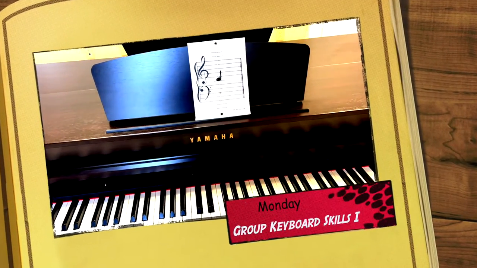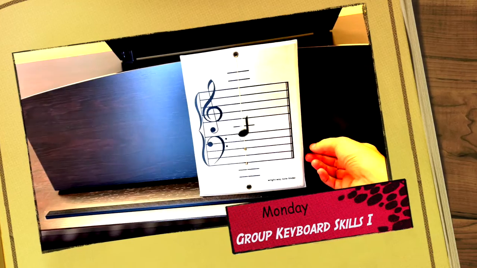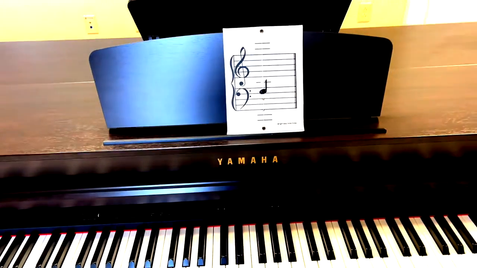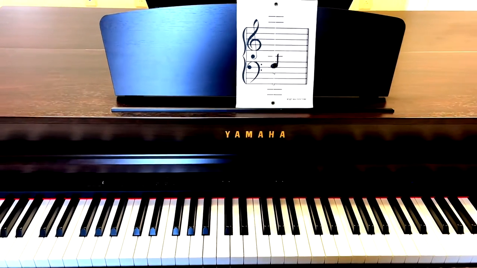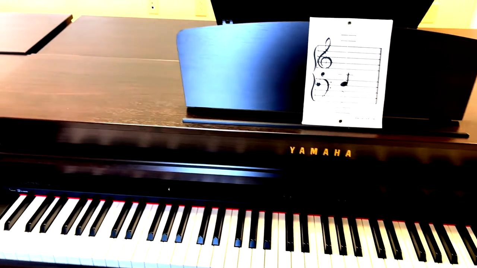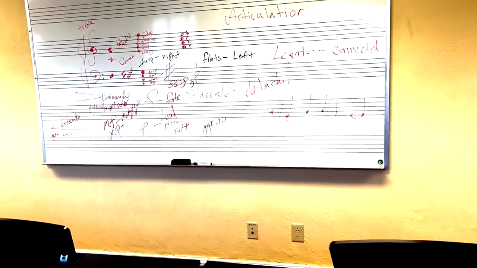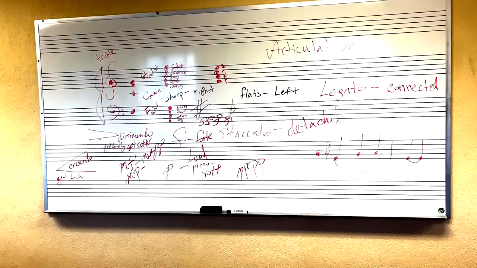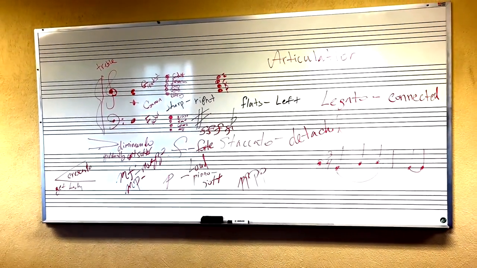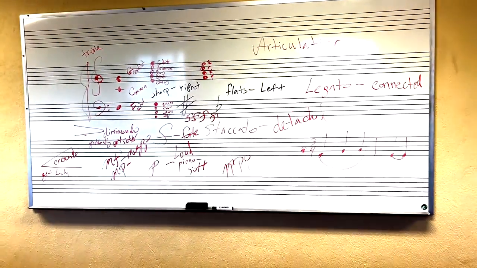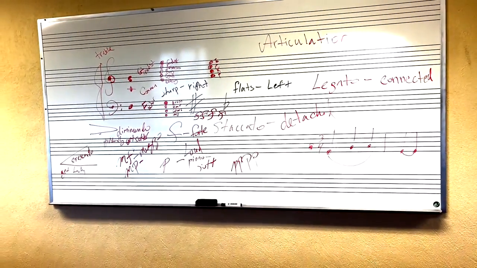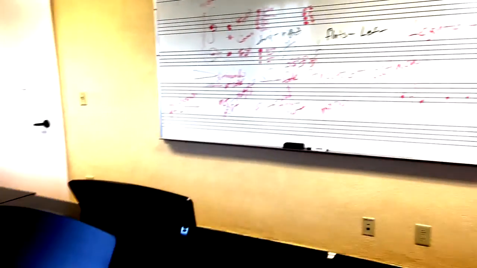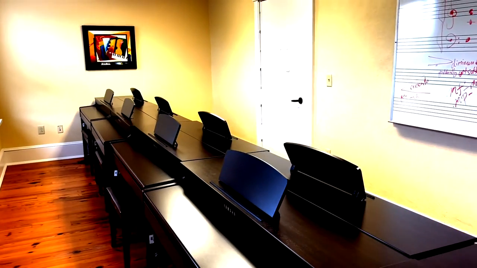So in group keyboard skills one today, we continued using my favorite toy, the note finder, finding notes on the staff and the keyboard. We also worked on our individual pieces, and you can see we're still reviewing the notes. This is just the beginning, but we also learned about articulation, legato, and staccato, and also our dynamics, crescendo, diminuendo, forte, piano. It was a really fun class, and it's a great semester so far.